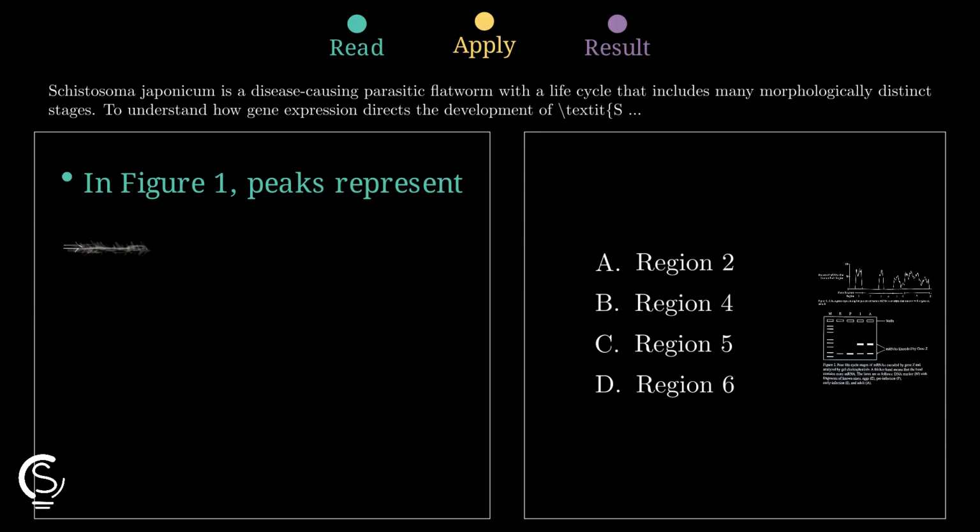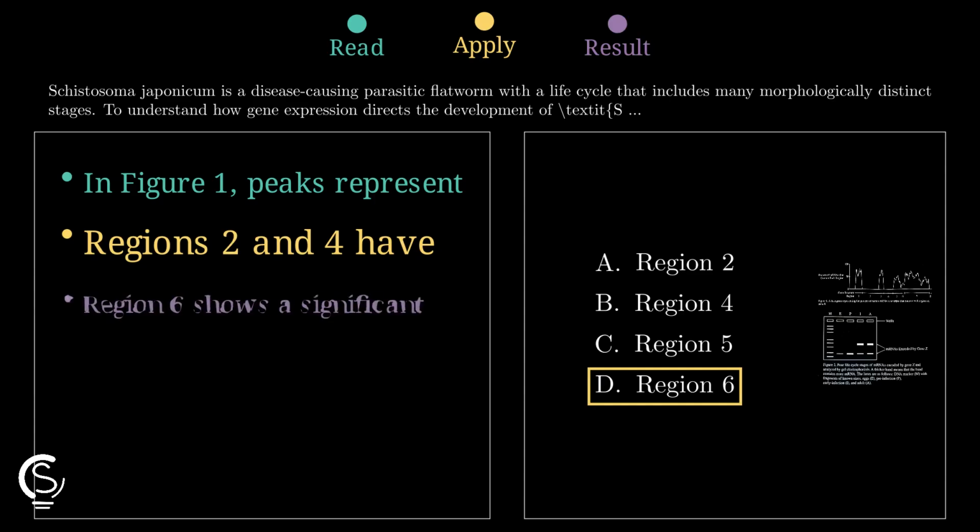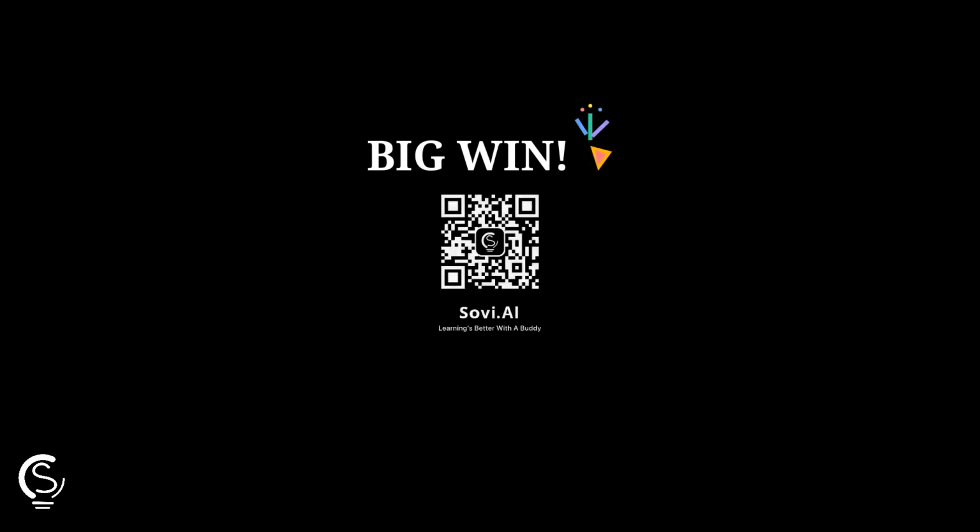Region 6 shows a noticeable drop, meaning it appears in some mature transcripts, but not others, so this variable presence makes option D best. Well done! Option D. Scan now.